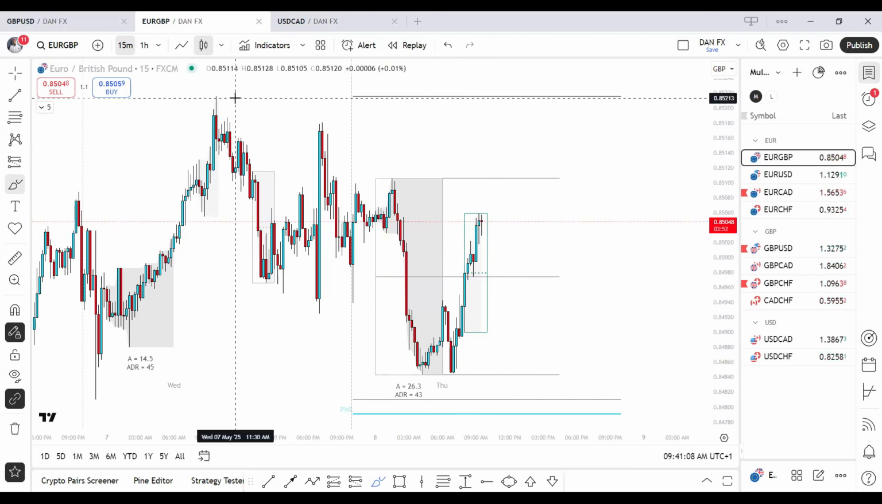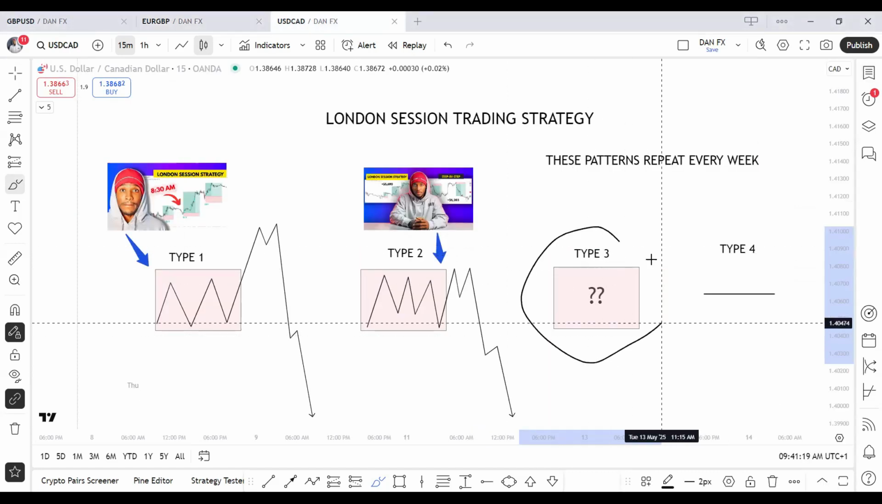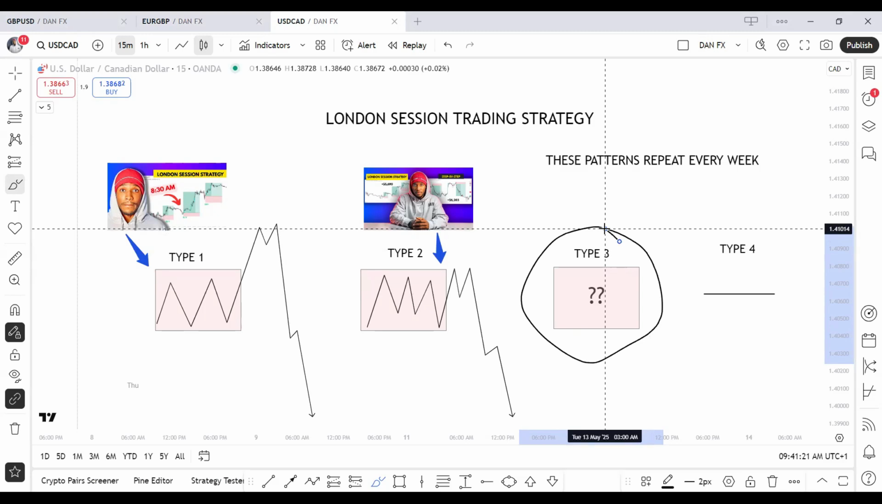So you can see both patterns happen during London session because right now it's currently London session, right? So that's type 1 and type 2. Those are the examples of type 1 and type 2. Now, what exactly is type 3? I'm going to be breaking it down for you. What exactly type 3 is, how to trade it, how does it work, what does it look like, right?